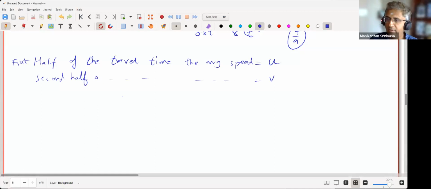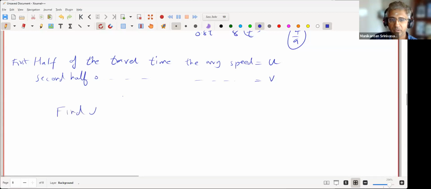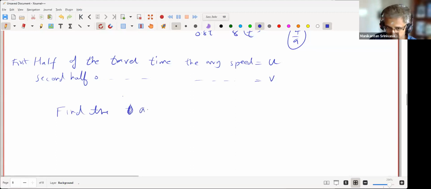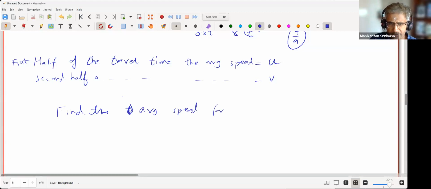Let's say, for example, I traveled for 5 hours. In the first 2.5 hours, I traveled at U. Second 2.5 hours, I traveled at V. But I'm not saying 5 hours. I'm just saying half of the travel time. Now, the question you have to figure out is, what is the total average speed? Or rather, what was the average speed for the full travel?